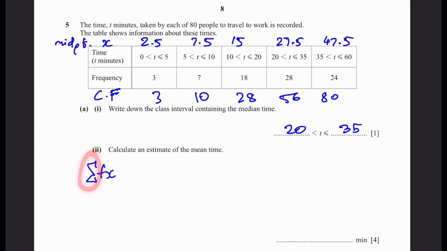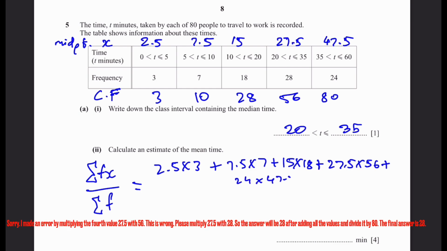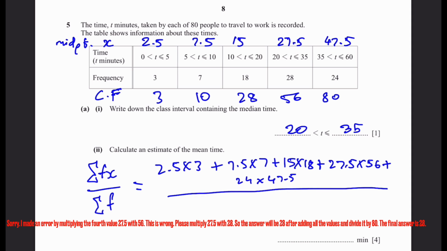And by the way, the sigma just means the sum of fx. And if you divide this by sigma f, which means the sum of all the frequency, or the highest cumulative frequency, 80. So this is going to be 2.5 times 3 plus 7.5 times 7 plus 15 times 18 plus 27.5 times 56. And lastly, we add 24 times 47.5. And now we divide by the total frequency, which is 80.